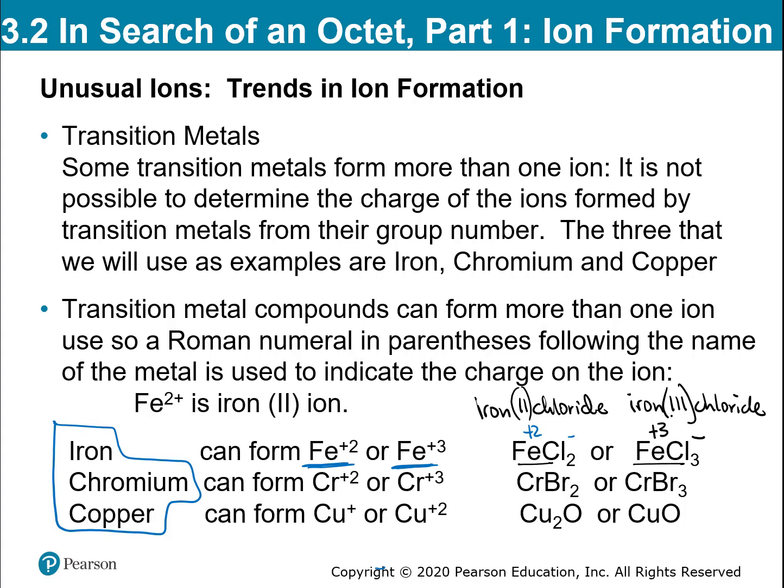So with ionic compounds, if I had a name like iron 3 oxide, how would I write its formula? What would you write first? Fe, and it would be a +3. So that Roman numeral tells me the charge on the iron.